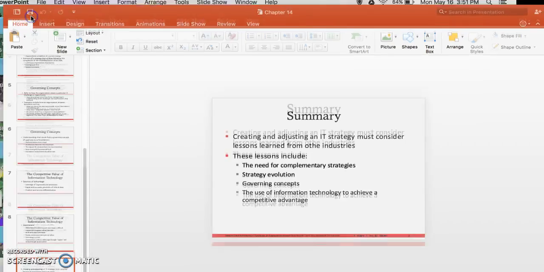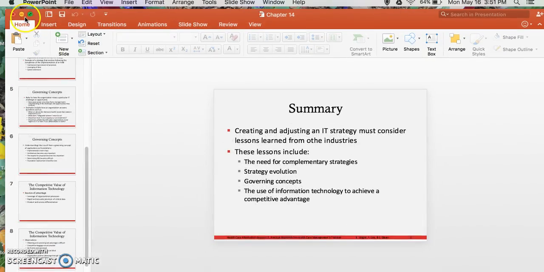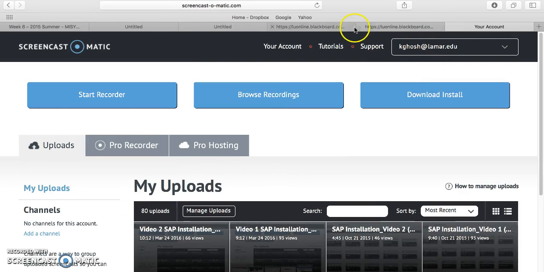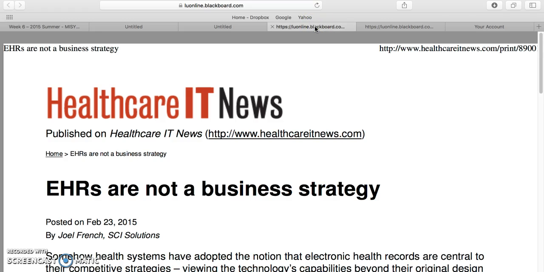Now coming on to the readings for this week. We have two articles. One is "EHRs Are Not a Business Strategy." If you read that, one of the things you will understand is that when we talk about EHRs, electronic health record systems, a lot of doctors are not satisfied. And a lot of people think it's a business strategy, but it is a bare necessity. It has strategic implications, but at this moment, the way healthcare is evolving, it's become a bare necessity.